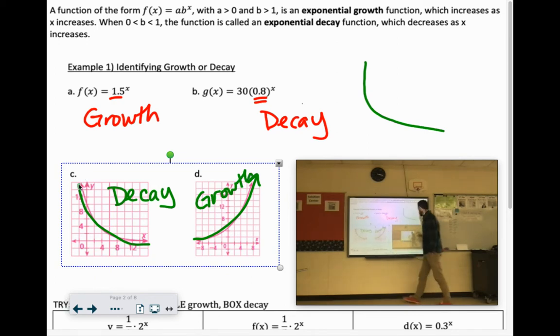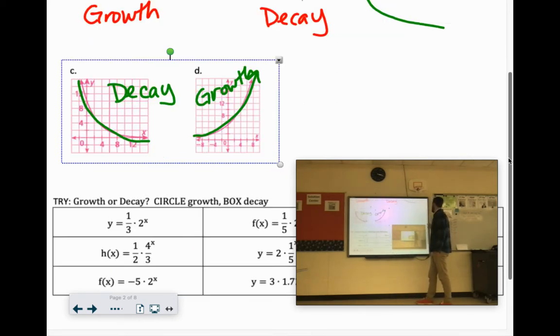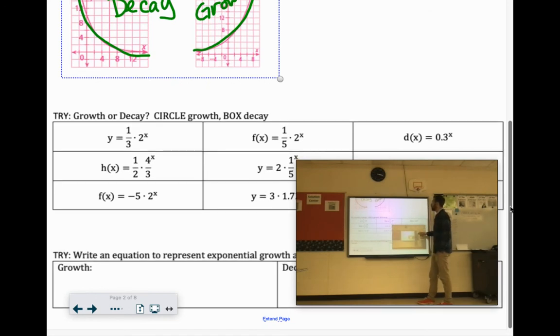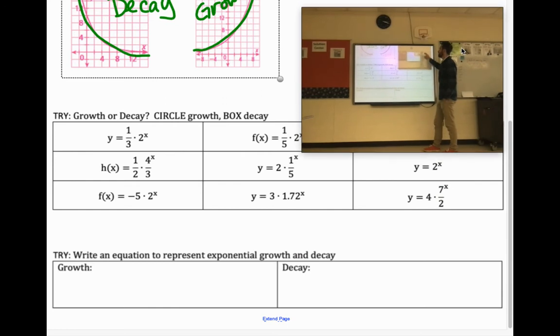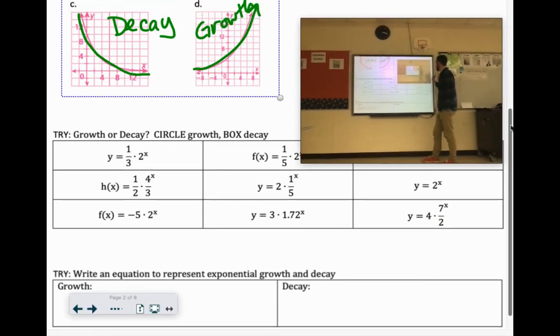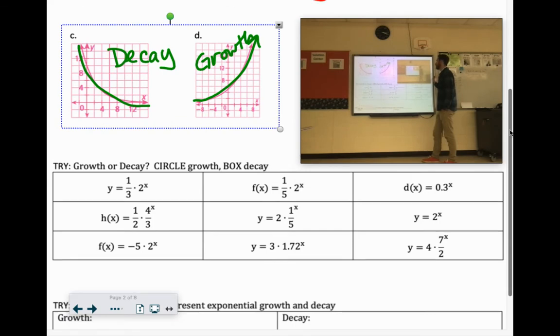So let's try this. We're picking out equations that are growth and which ones are decay. Again, the important part is to try to find ones where you're looking at the exponent. So if the number with the exponent is greater than 1, it's growth. If it's between 0 and 1, it's decay. So we're going to circle the ones that are showing growth.